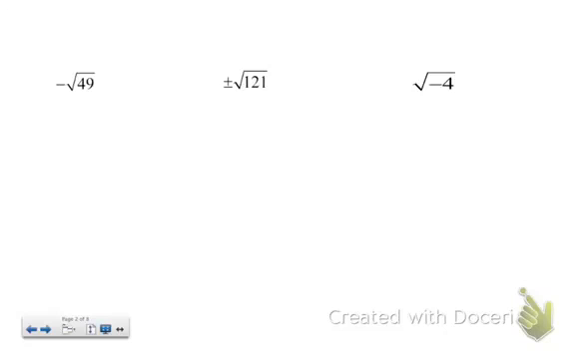Okay, so let's remind ourselves how square roots work. If we take the square root of 49, remember technically there are two answers that would give us 49. 7 squared and negative 7 squared. So if it doesn't specify, it's actually asking for both answers, positive 7 and negative 7. Notice this one has a negative sign out front, so that tells us that it's asking for negative 7.